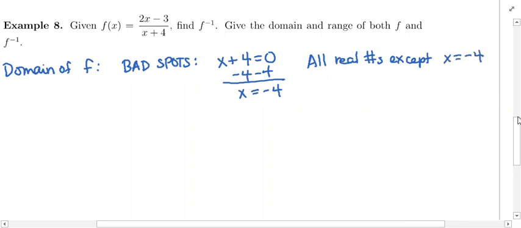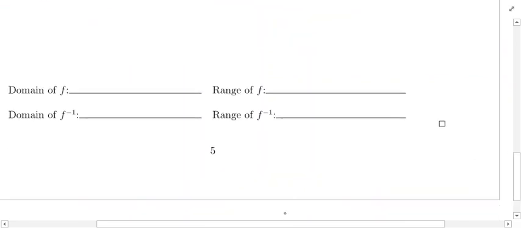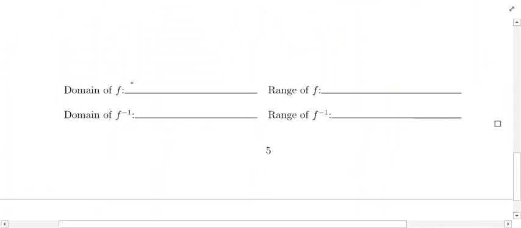So I'm going to come down here and fill in the domain of the original function. It's all real numbers except for negative 4. And I know the domain of the original function is going to be the same as the range of the inverse function. So I can go ahead, without even having found the inverse function, and say its range is going to be all real numbers except for negative 4.